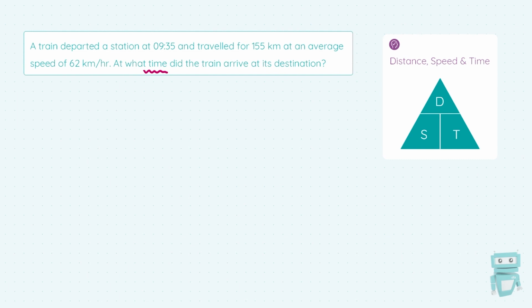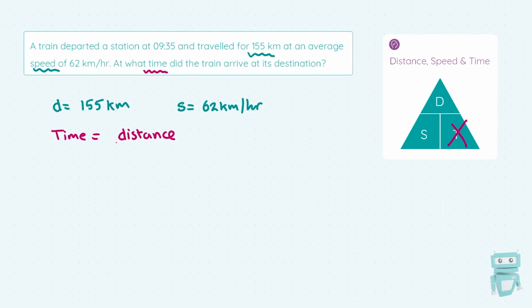So let's write down what we have. We know that it travelled for 155 kilometres. So the value of our distance is 155 km. Then we're also told it has an average speed of 62 kilometres per hour. So speed here equals 62 kilometres per hour. Now I need to work out the time here. So I'm going to my triangle, I'm covering T for time, and I'm getting my formula to be D over S, which is our distance divided by speed.